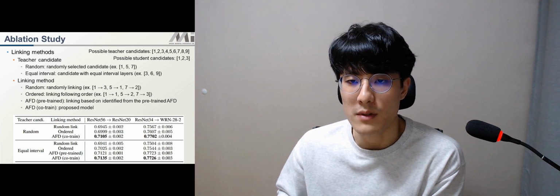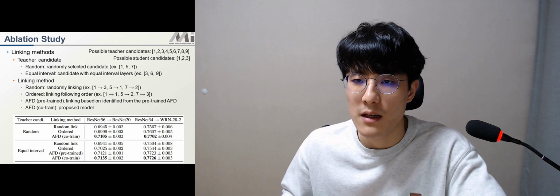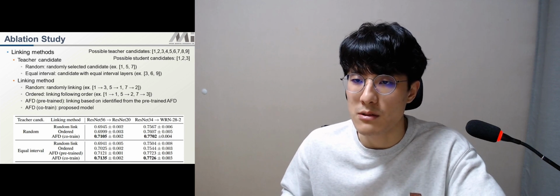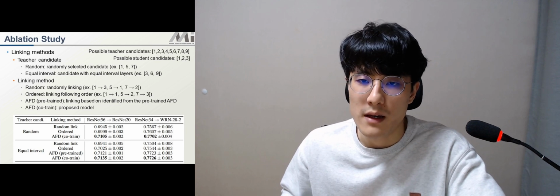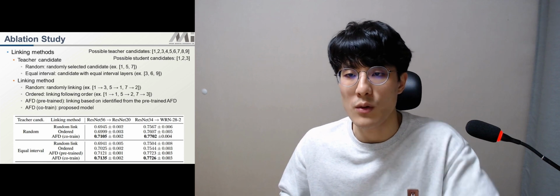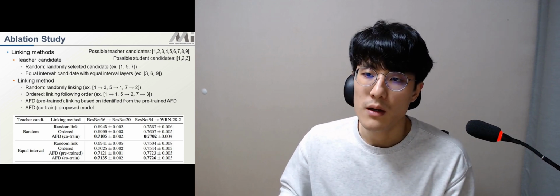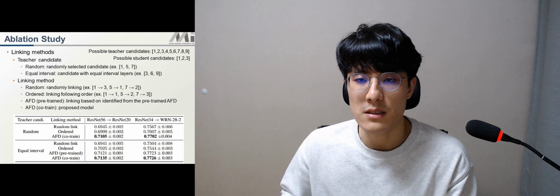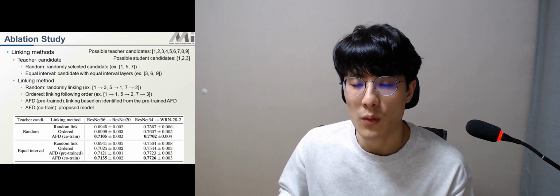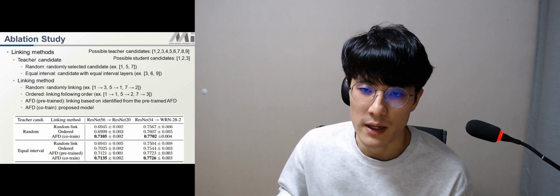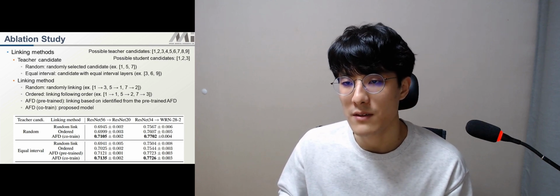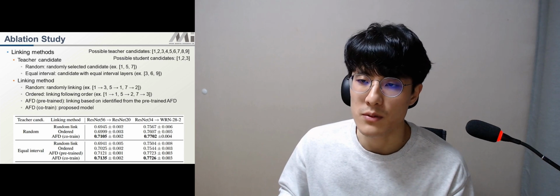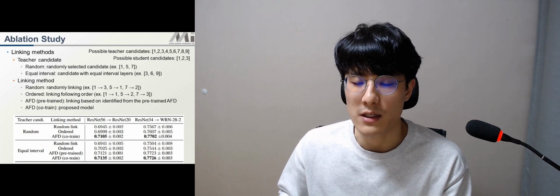Also, we experimented with random linking, ordered linking, pre-trained AFD linking, and the proposed model. The example of each linking method is explained on the slide. Random linking does not consider the order, and ordered linking follows the order. AFD pre-trained fixes the pre-trained linking of the AFD network.